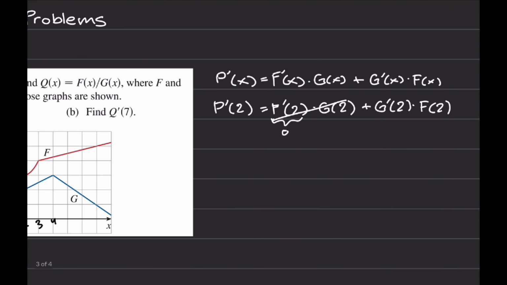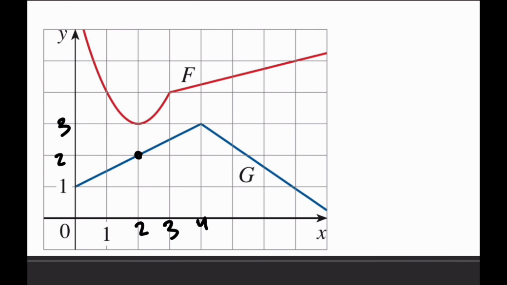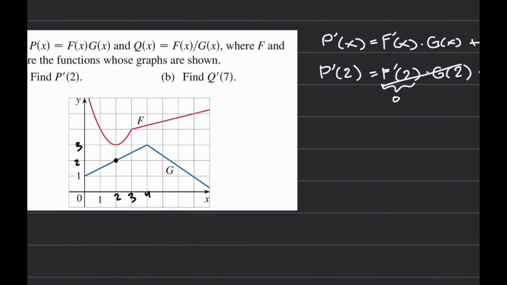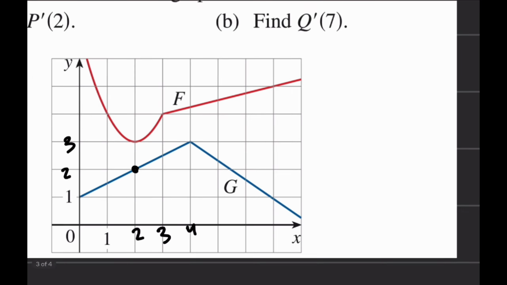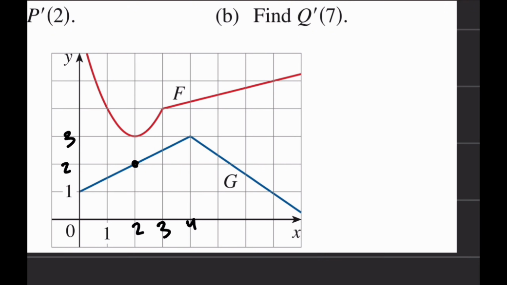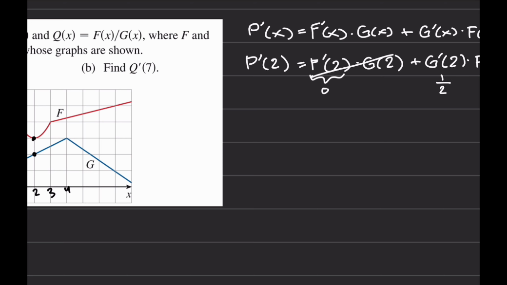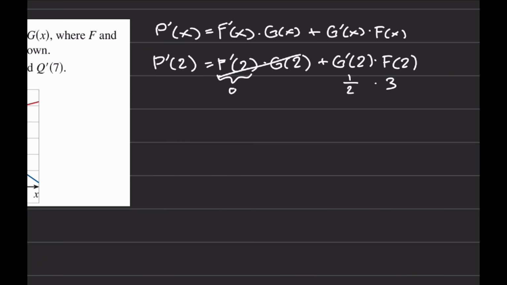That means g prime of 2 is 1/2, because it's the slope of the tangent line, and obviously that's a straight line, so the slope is going to stay the same all throughout. So we know this right here is 1/2. And then it's asking for f of 2. Right, f of 2, let's see. F of 2 right here, it's 3, right? So we're going to put 3 there, times 3. That means p prime of 2 is going to be equal to 3 over 2. And that's just one part of our problem.